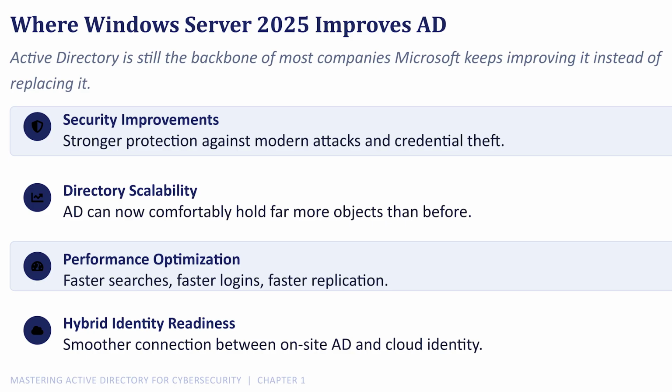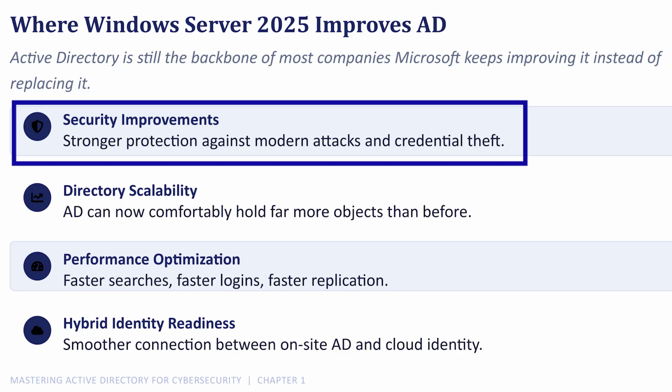Okay, in the slides I gave four areas, which is security improvement. So I mentioned stronger protection against modern attacks and credential theft. This is extremely important. Attackers constantly look for ways to steal credentials and abuse identity. So security improvements aim to make the environment more resistant to modern threats.